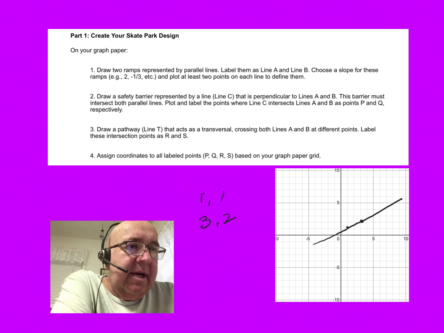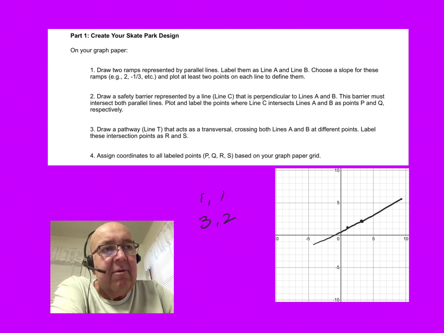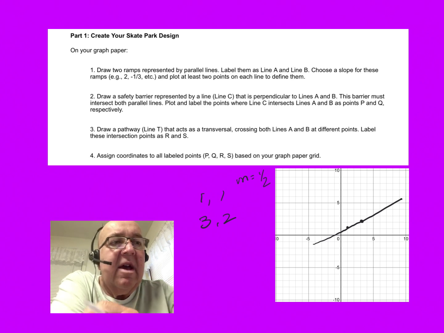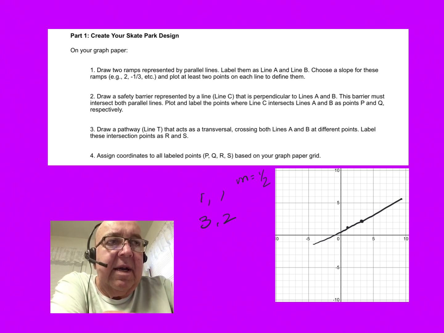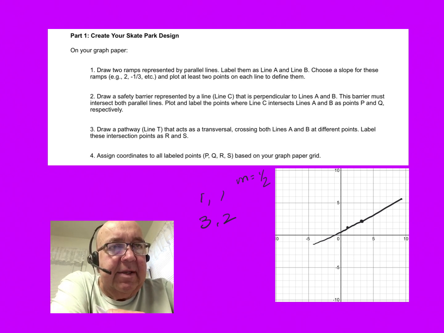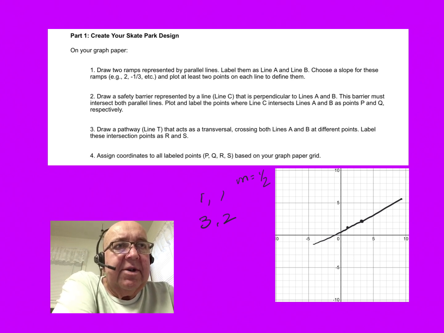Now I can look at my graph and see that I have a rise of 1, that it goes up 1 and over 2. So my slope then is going to be 1/2. Then I would want to create another line that would have that same slope. I'm not going to do that. You'll be able to do that. Choose your own slopes however you want to do that.